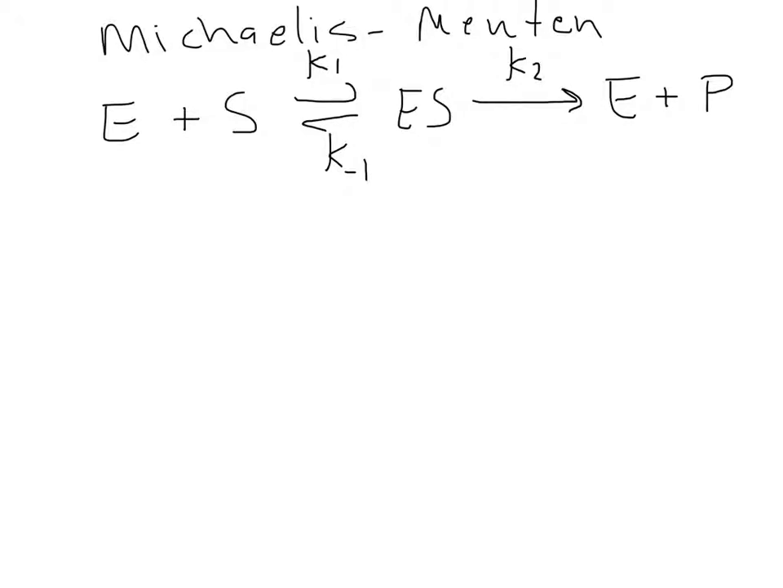Okay, to analyze this mathematically, we're going to make an assumption. The number one assumption is the steady state assumption. The steady state assumption will tell us that the rates of the reactions are such that the concentration of, for example, the Michaelis complex here does not change in time.